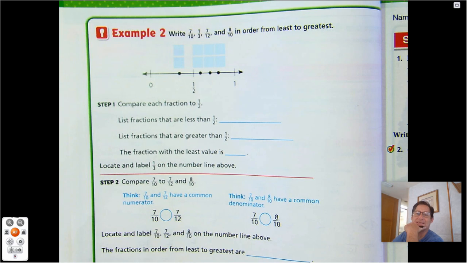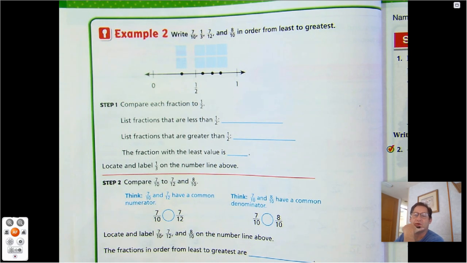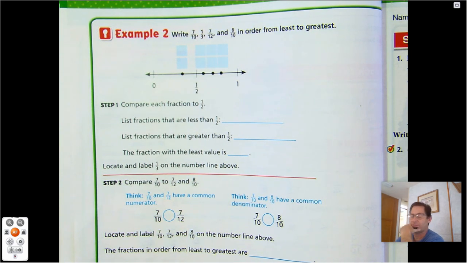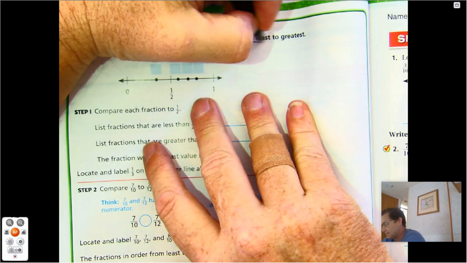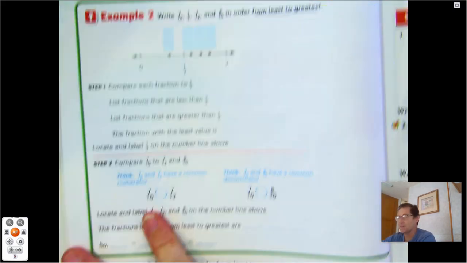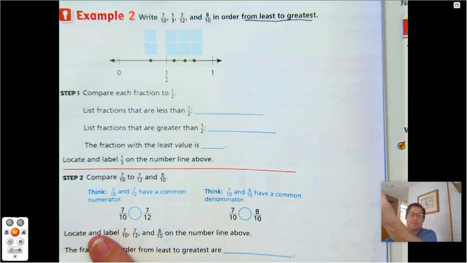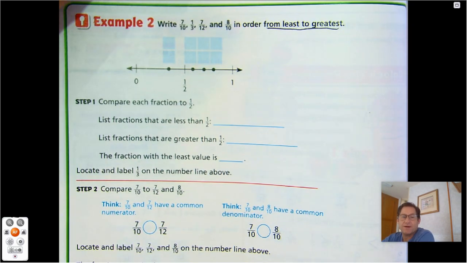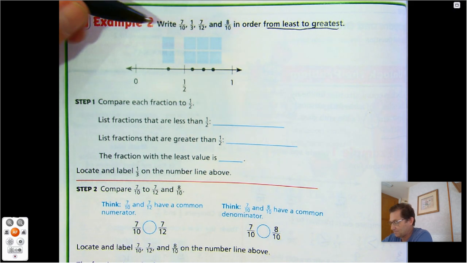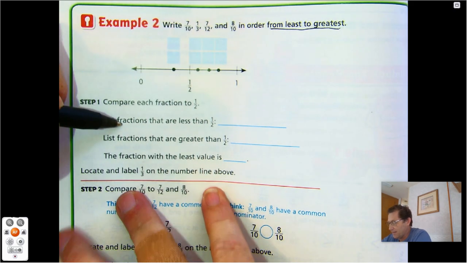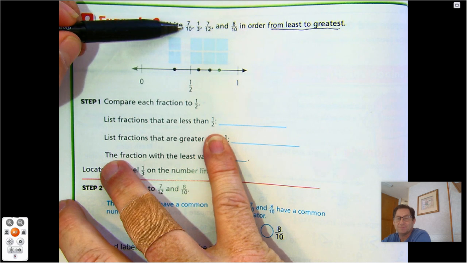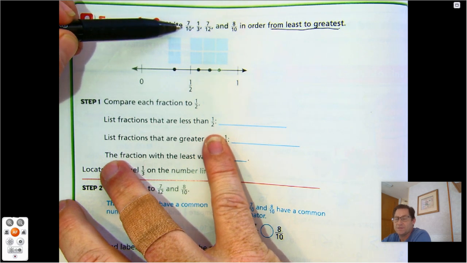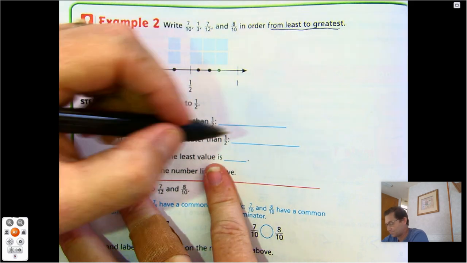Write 7/10, 1/3, 7/12, and 8/10 in order from least to greatest. All right, so step 1, compare each fraction to 1/2. List the fractions that are less than 1/2. 7/10, that's more than 1/2 because 5/10 is half, so that's greater. So I'm going to put that right here.